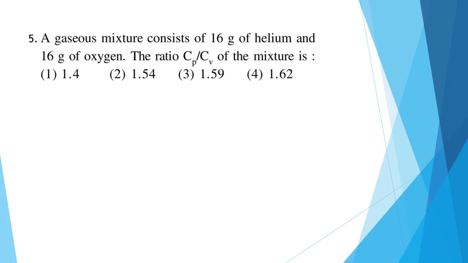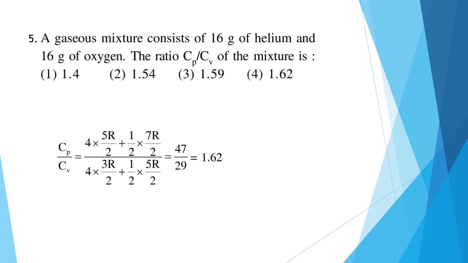Question 5. A gaseous mixture consists of 16 grams of helium and 16 grams of oxygen. The ratio Cp by Cv of the mixture is. Now there is a direct formula for this and we get Cp by Cv is equal to 1.62.